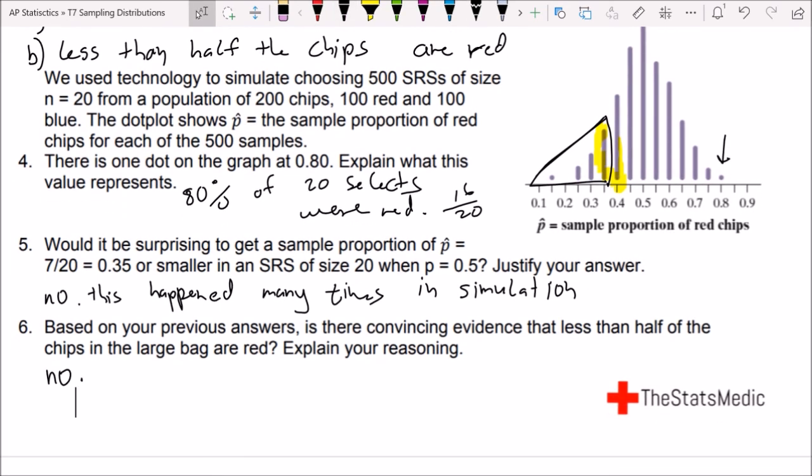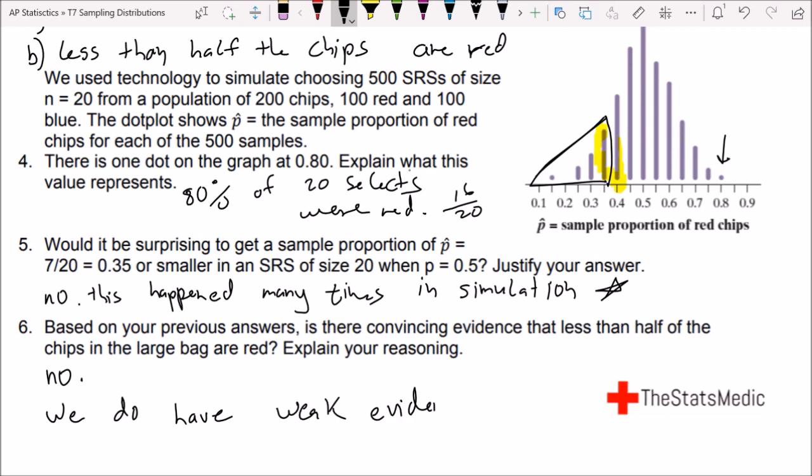Really, we've kind of explained it up above in all of these. In fact, I explained it right here, why that's not good enough. I want to add something to 6 though. I want to make a note. We do not have convincing evidence, but we do have what we would characterize as weak evidence. So it's not convincing. Convincing is like, oh yeah, for a fact, it's definitely not 50-50 in this bag, there are definitely not 100 red chips. So we have some evidence in p hat, in our sample proportion.